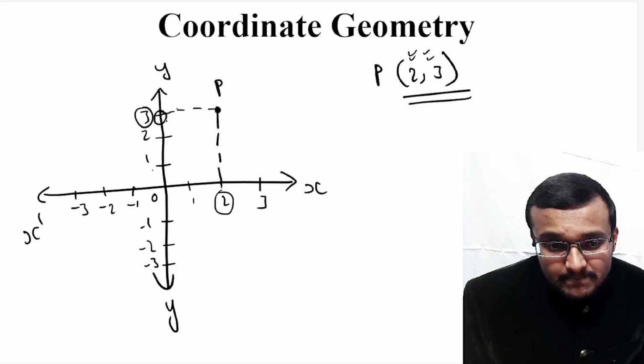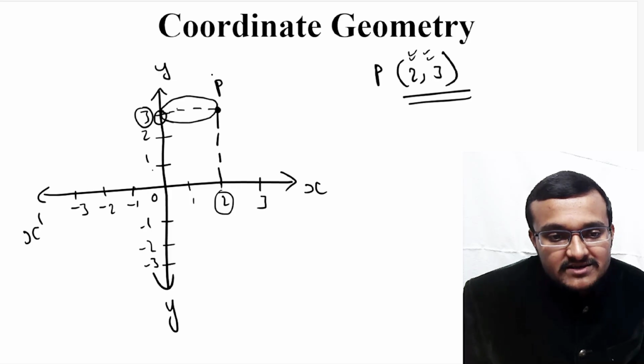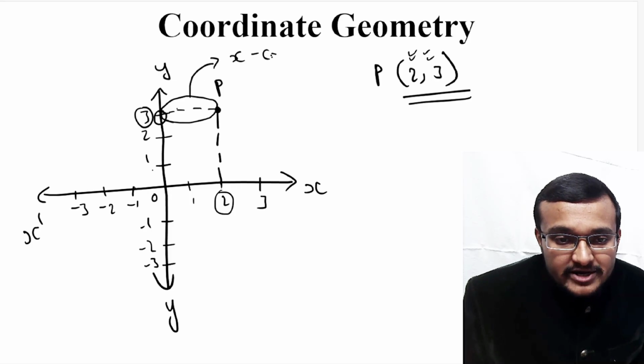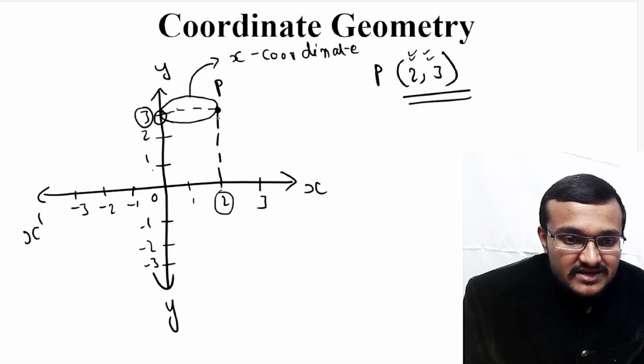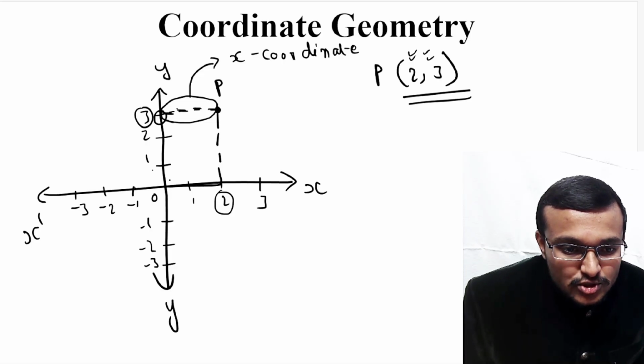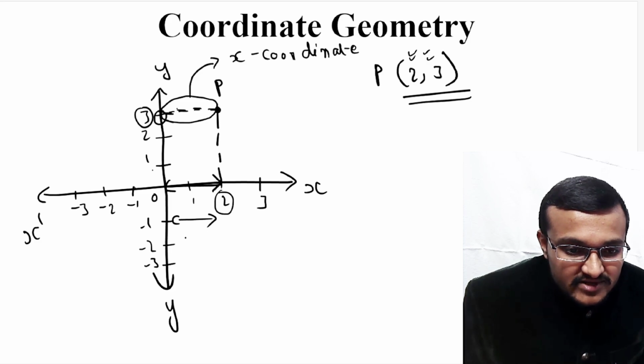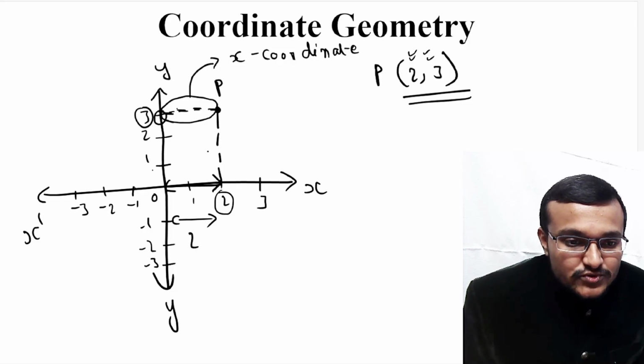Now here, the perpendicular line which you are drawing from the y-axis to the point is known as x coordinate. Why is this known as x coordinate? Because here you can see this line is exactly parallel to this x-axis, and this is exactly equal to 2 units, because from here to here, what is the length between these 2 points? That is from the y-axis to the point P, that is 2 units.